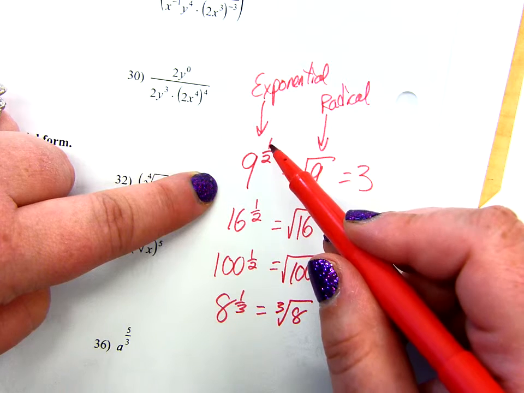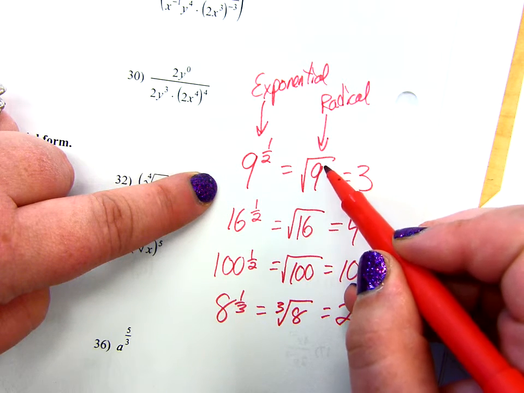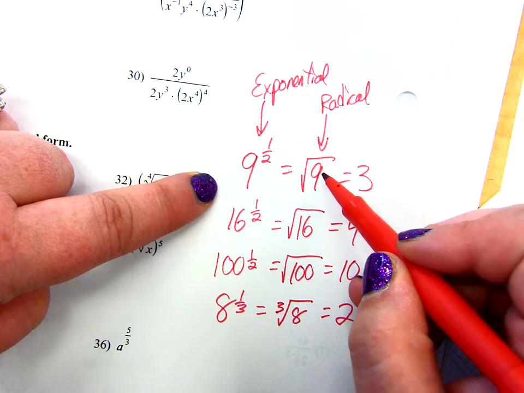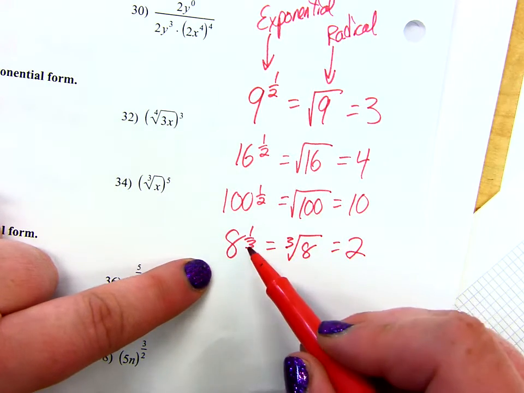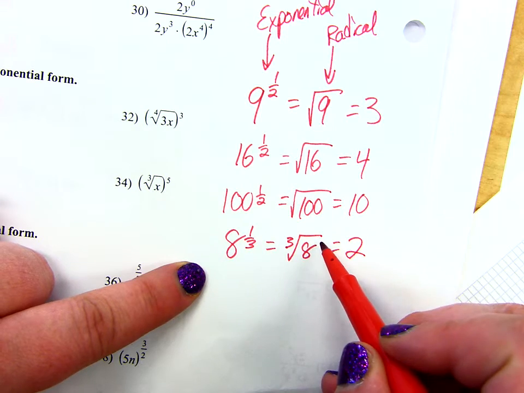And then what happens with the numerator? That's what I raise the 9 to. So in other words, this is the square root of 9 to the 1st. So when I do the 8 to the 1/3, that's how this swings around and it becomes the cube root of 8 to the 1st.